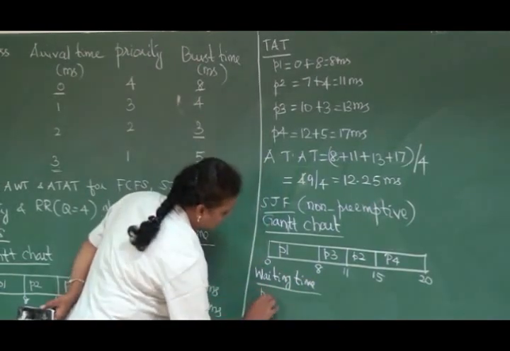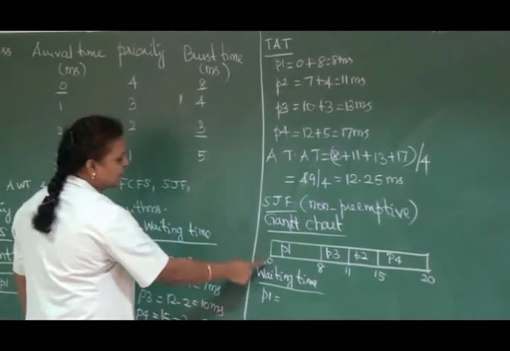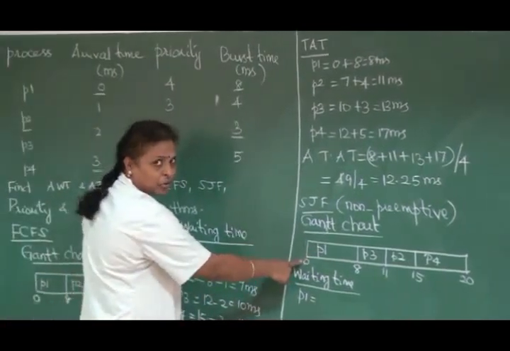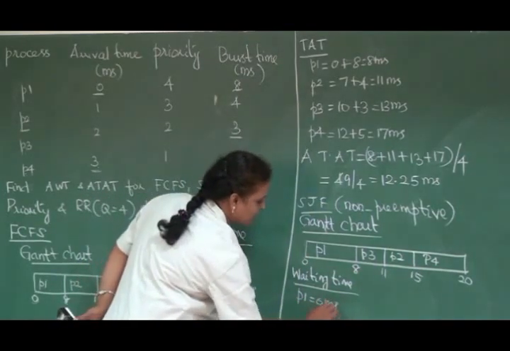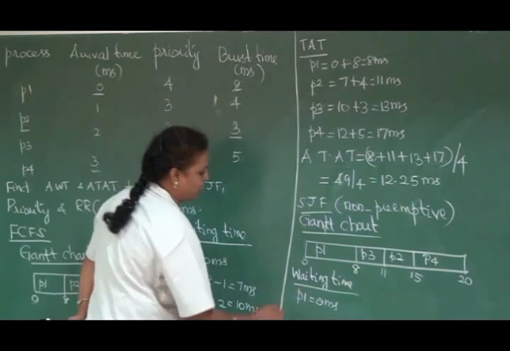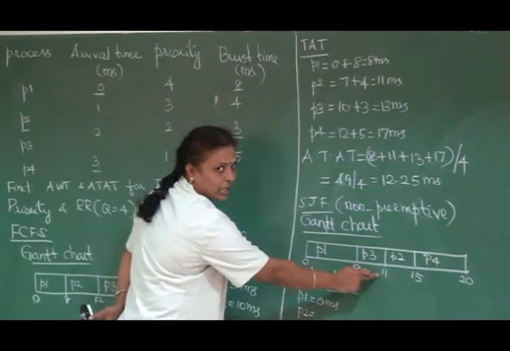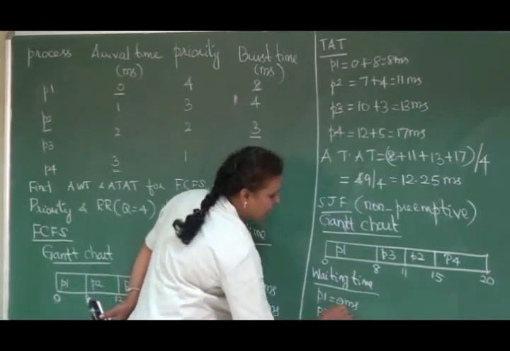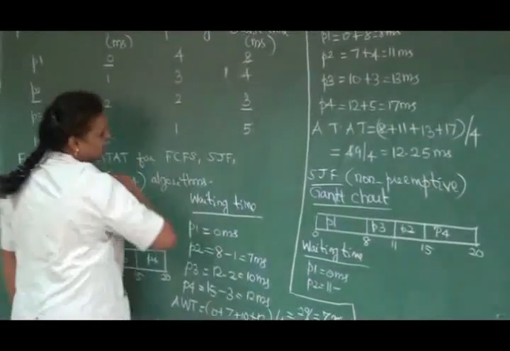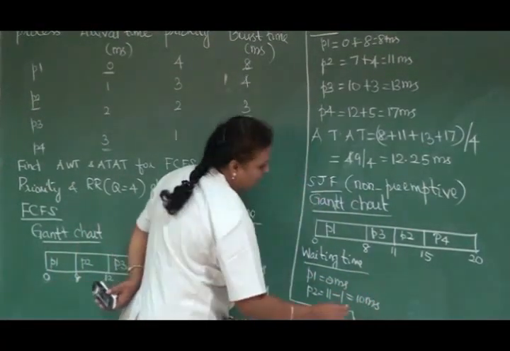So the waiting time of process P1. It arrived at the 0th millisecond and immediately got the CPU. So its waiting time is 0. Then P2 gets the CPU only at the 11th millisecond. So its waiting time is 11, but it arrived at the 1st millisecond, minus 1. So 10 milliseconds.